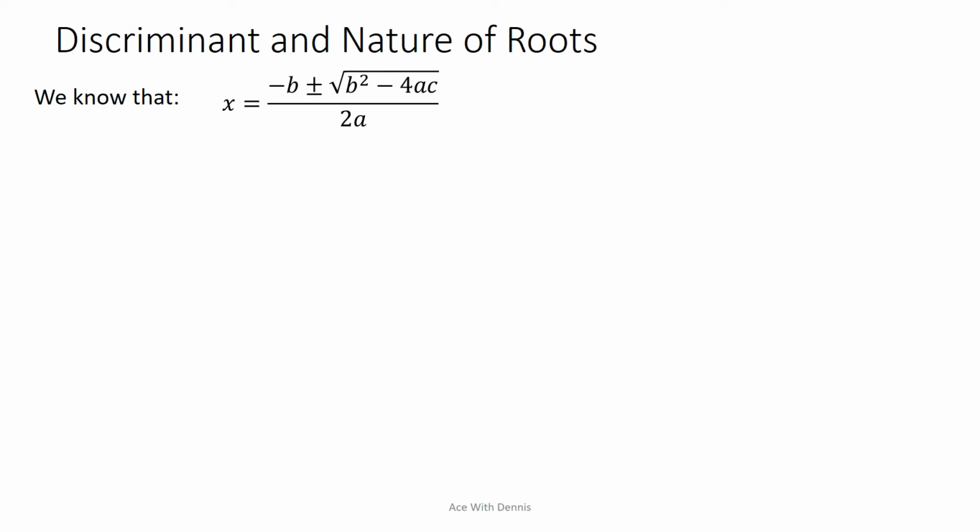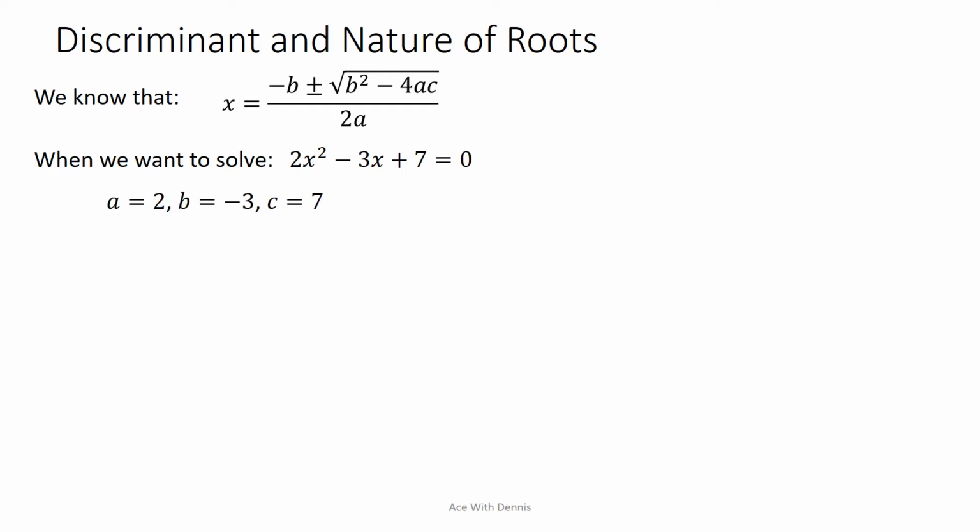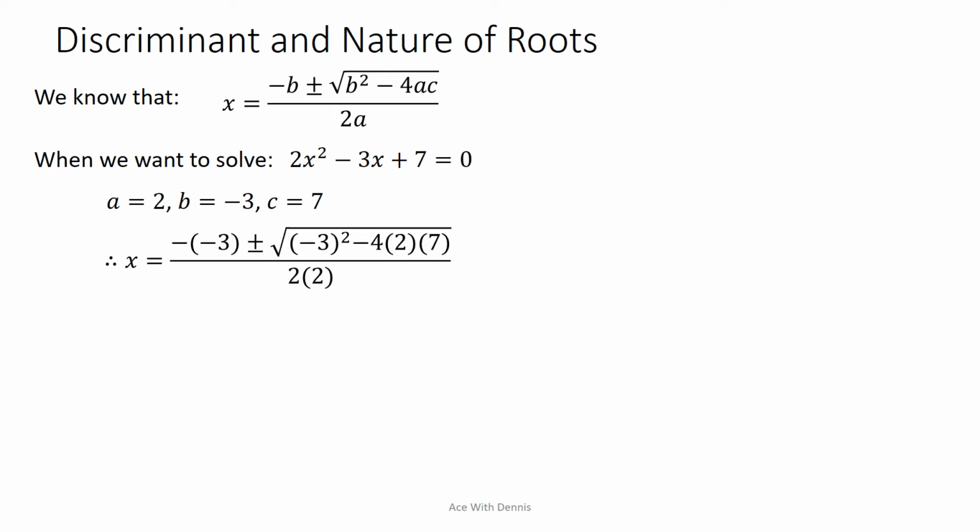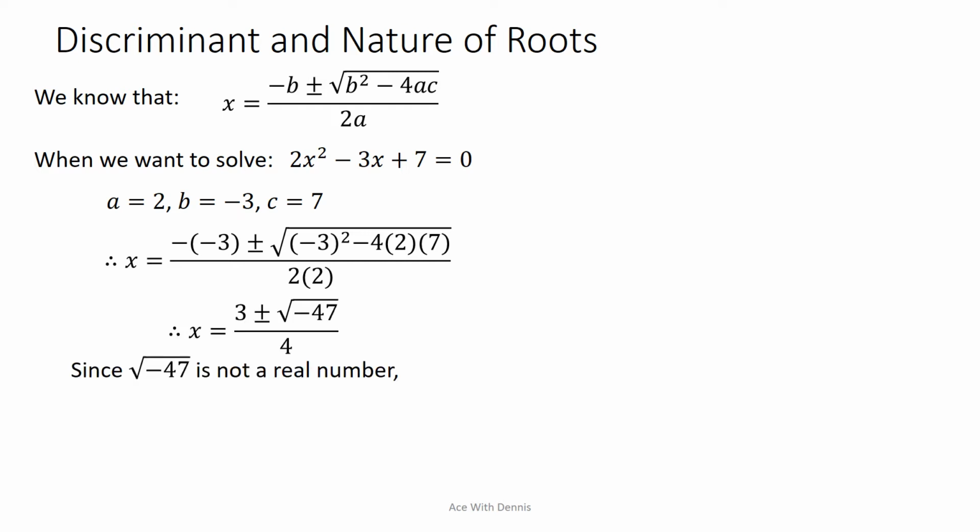We know that x equals negative b plus or minus the square root of b squared minus 4ac, over 2a. Now, when we want to solve the equation 2x squared minus 3x plus 7 equals 0, a is 2, b is negative 3, c is 7. We substitute the values of a, b, and c into the formula, and we find that x equals 3 plus or minus the square root of negative 47, over 4. Since the square root of negative 47 is not a real number, we can say that the equation has no real roots.